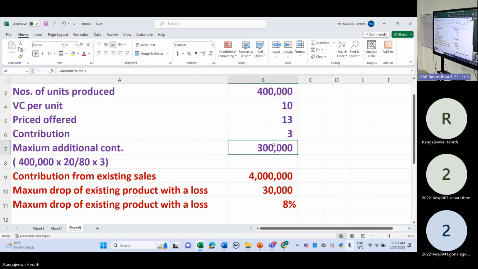That is the direct financial impact. Right? So if our sales drop is less than 8%, financially this may still be worthwhile. Right? As I said, if we estimate a 5% drop, the loss of contribution is from the 20,000 units into 10, 200,000 loss. The additional contribution is 300,000. Still we have a 100,000 gain.